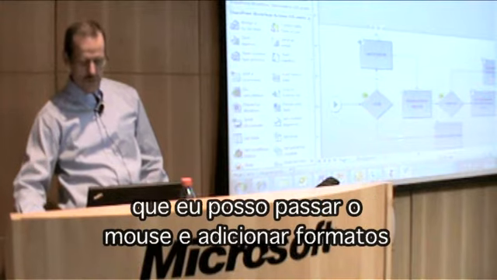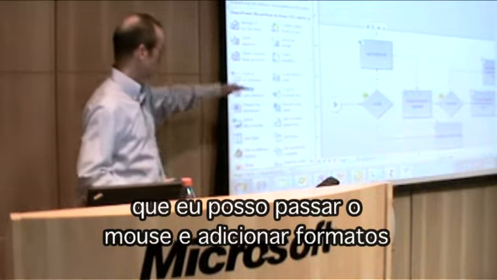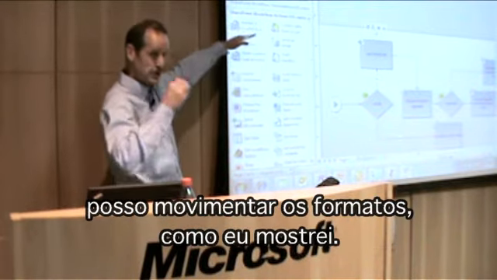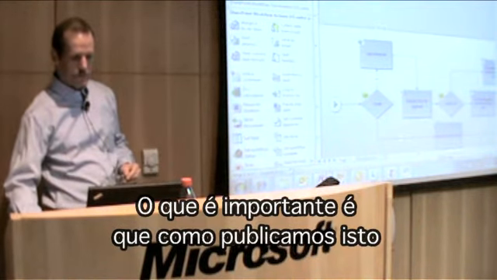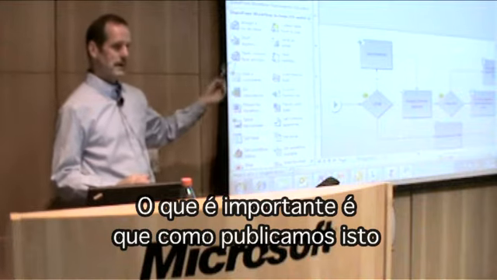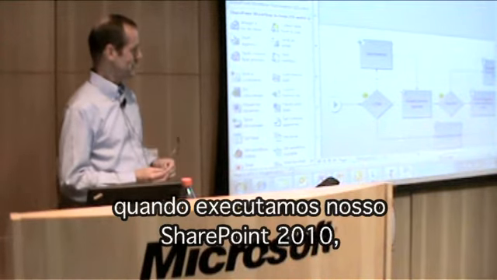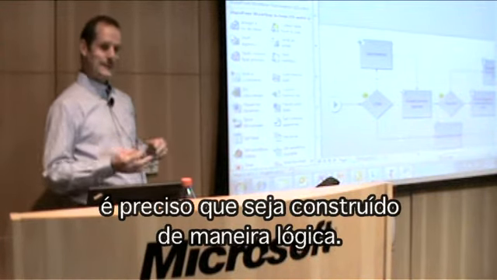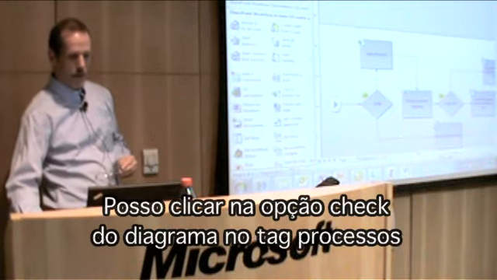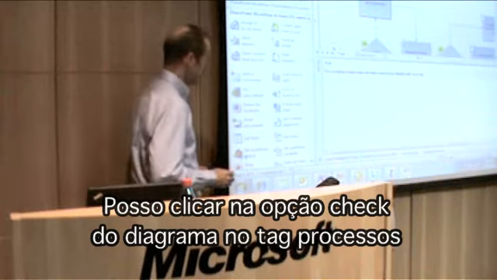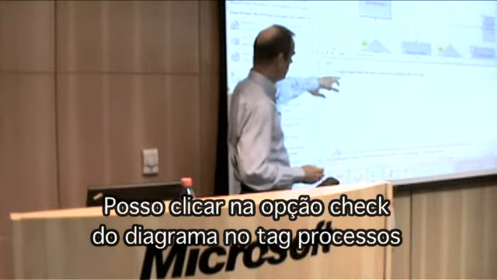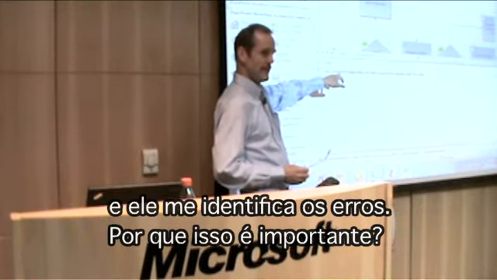before, where I can mouse over and add my Quick Shapes mini toolbar, right? I can drag my shapes up just like I showed you, so easy. But what's important here is that because we want to actually publish this, we want to execute it on SharePoint 2010, it needs to be logically constructed. And so I can click on the check diagram option up here in the process tab, and it'll identify mistakes.